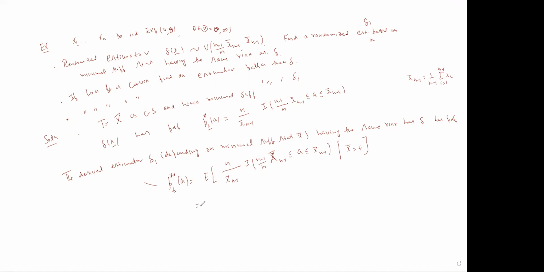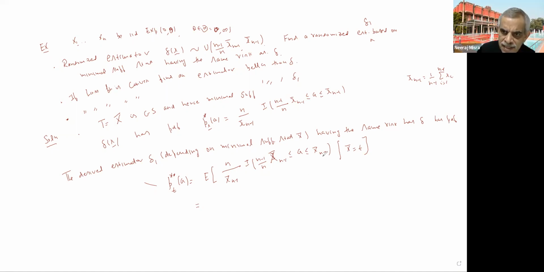Okay. So I need to find out the conditional distribution of X given X bar, right? That is what I need to do. Looks like a simple exercise. I take n outside over here, 1 upon X bar_{n-1}, indicator. I write down this probability in terms of X bar. So this is less than or equal to A, less than or equal to X bar_{n-1}, and X bar_{n-1} is less than or equal to n upon n-1 A, given X bar is equal to T. Is that okay? So I need to calculate this.